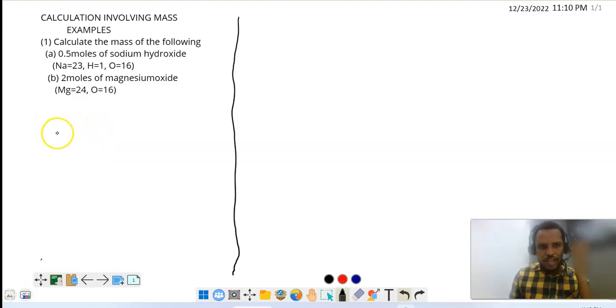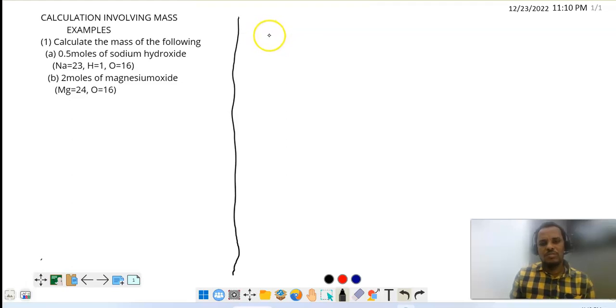Hello guys, today we are learning a calculation involving mass. In our last lessons, lesson 7 and lesson 8, we learned how to calculate the number of moles. There are two methods you have seen. The number of moles can be obtained by mass divided by the RFM, which is the formula method.